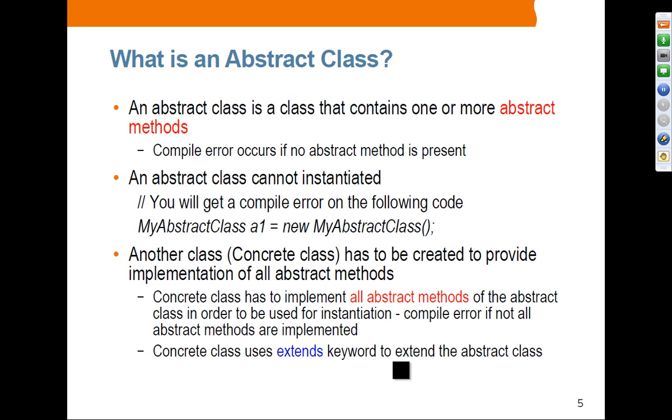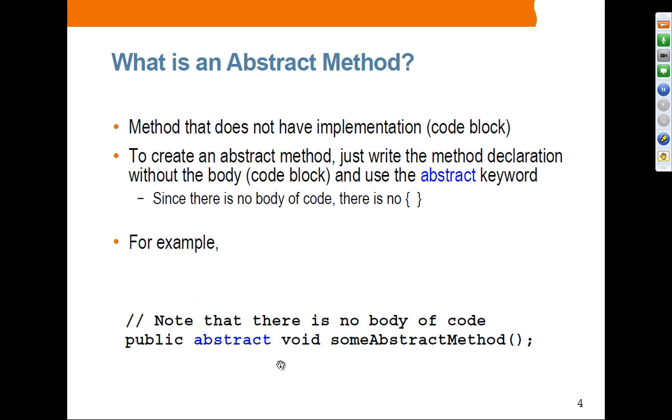So that's an abstract method declaration in a class. Now, what is an abstract class? An abstract class is a class that contains one or more abstract methods. Okay, so we'll see an example in a few seconds. So let me repeat. An abstract class is a class that contains one or more abstract methods like this.